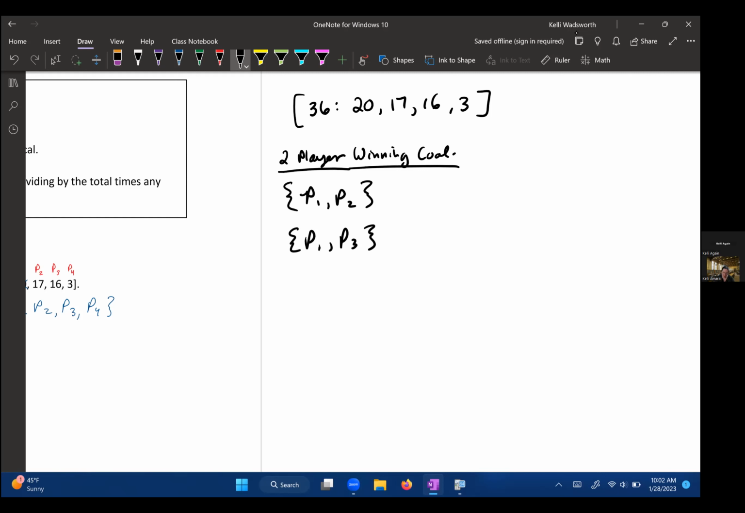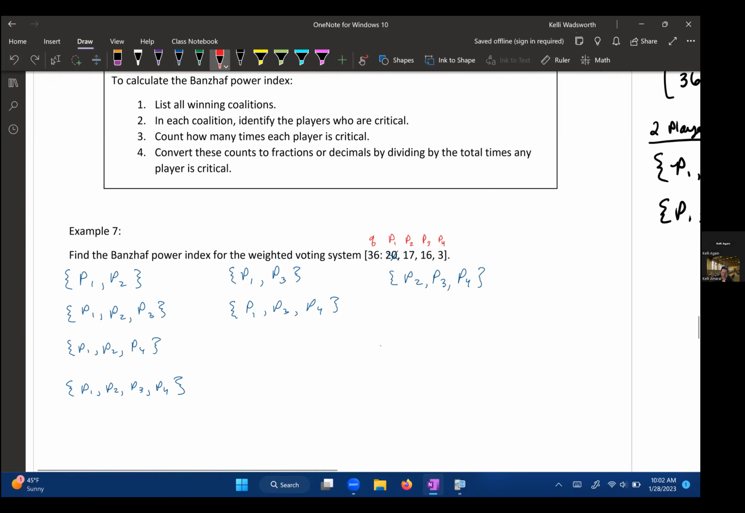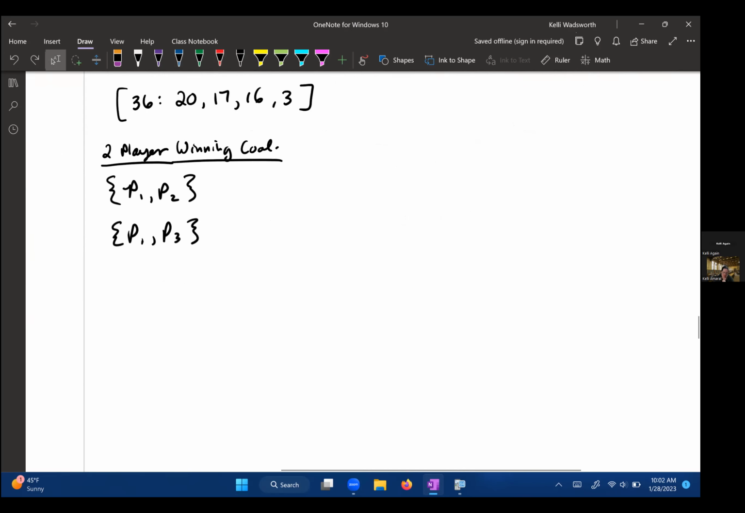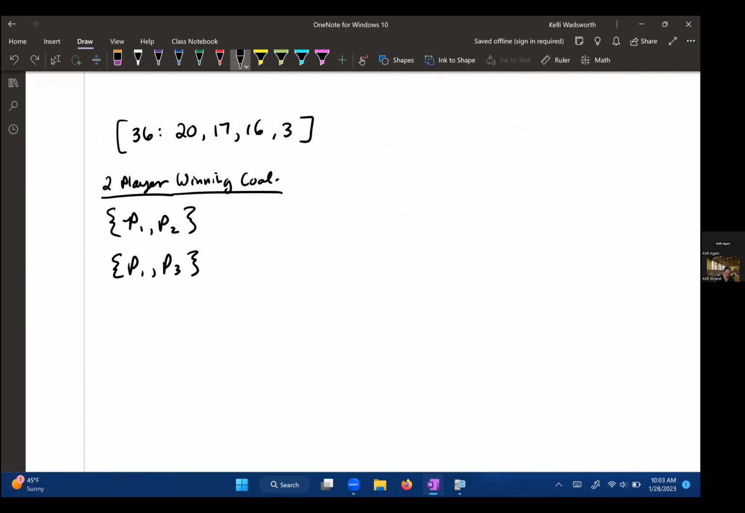What about player 1 and player 4? All right, I'm looking at player 1 and player 4. No, they do not make quota. So there are 2 winning coalitions that have 2 players in them. And does that match with what we have? Indeed, that does match. Okay. All right, so that's 2-player winning coalitions.